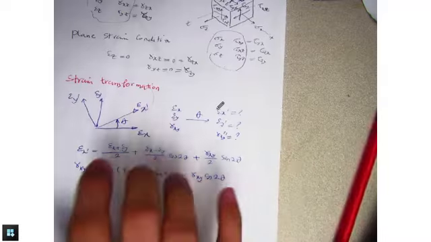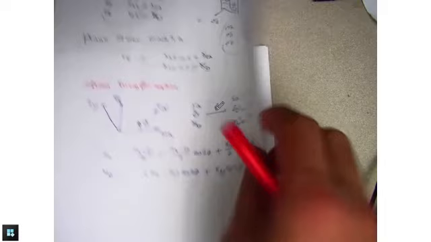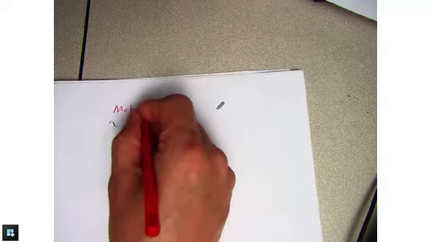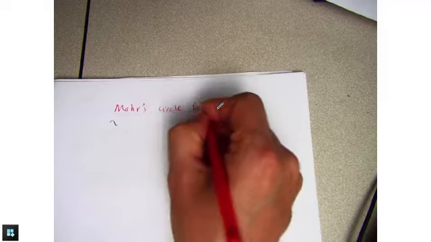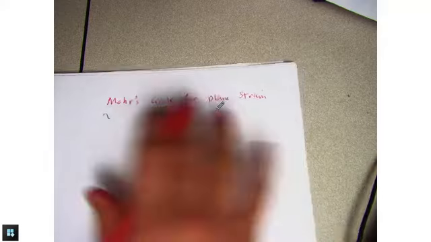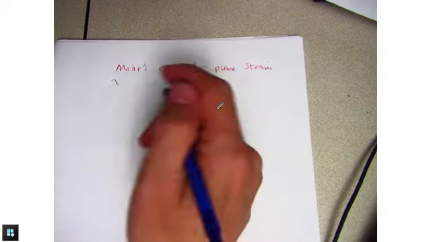You can also use Mohr's circle for strain transformation as well. But we have to make one adjustment because the equations are slightly different. That adjustment is very easy. So let me say Mohr's circle for plane strain. So how that works is this way.